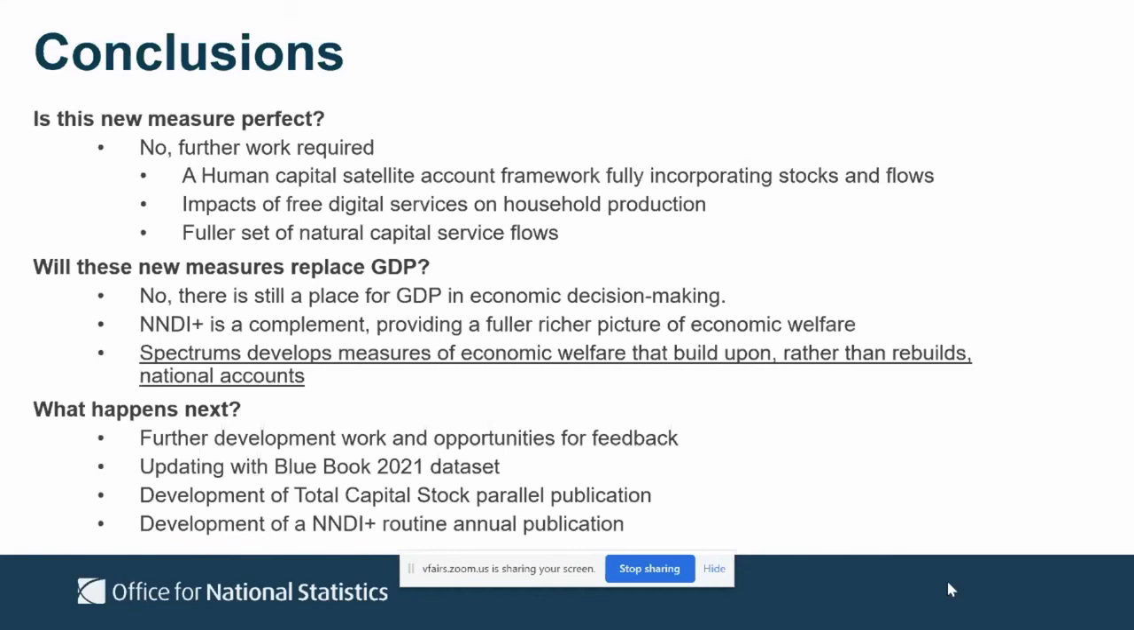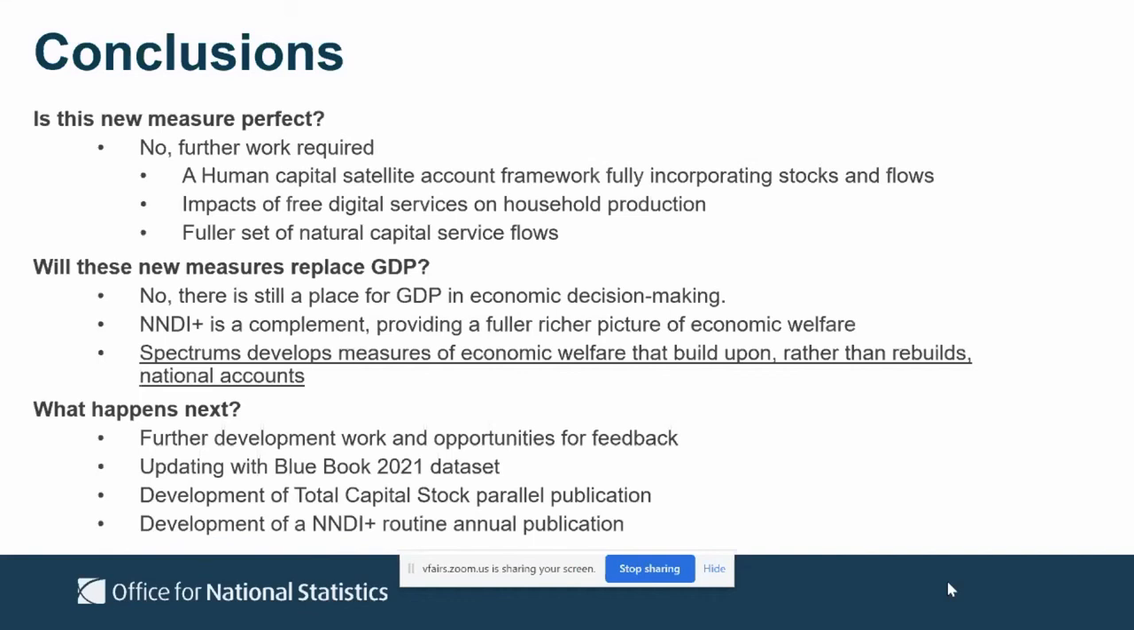Will these new measures replace GDP? I think absolutely not, and I would strongly oppose that. GDP has its place in the firmament. It is fundamental to economic decision making. GDI and NNDI minus or NNDI plus, they're complements. They're going to provide a richer picture of economic welfare, and they should be helpful for other policy questions. But they may not be so relevant for some of those questions that GDP is perfectly targeted for. And as I said before, we want to build upon rather than rebuild national accounts.